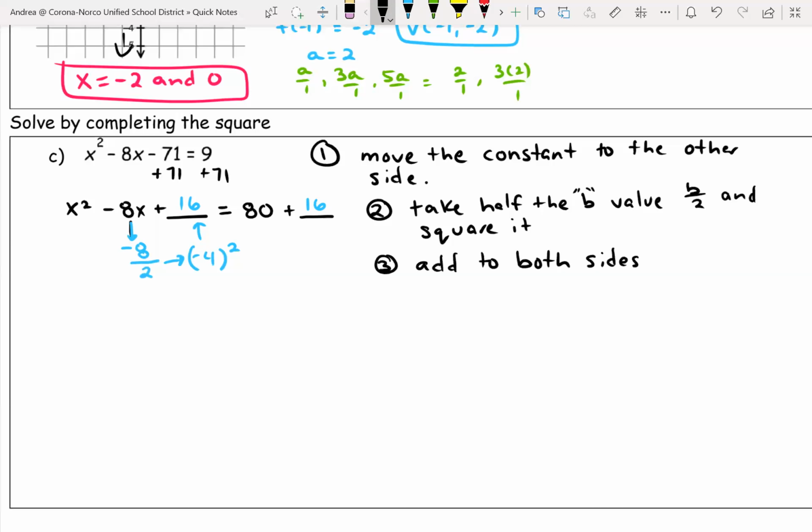Any questions over that? We're doing okay? So that gives me, oh, now we have to factor it. Step 4 is to factor.